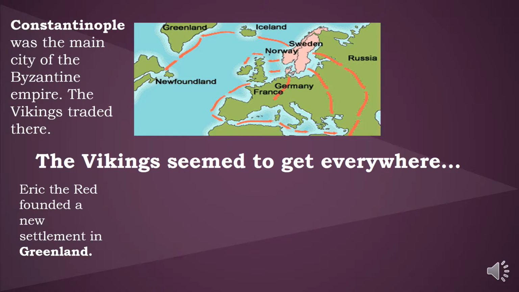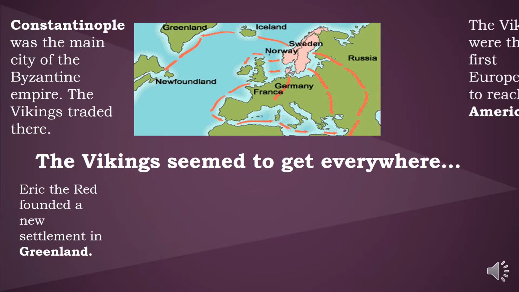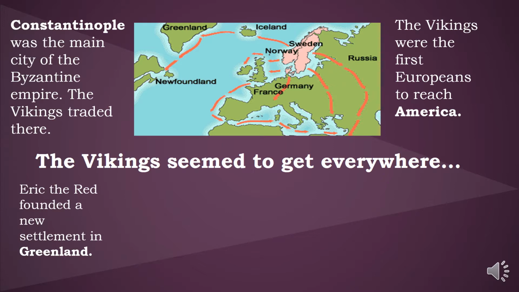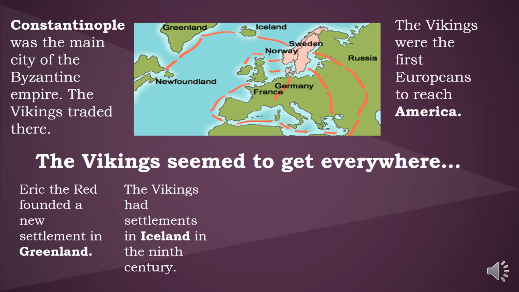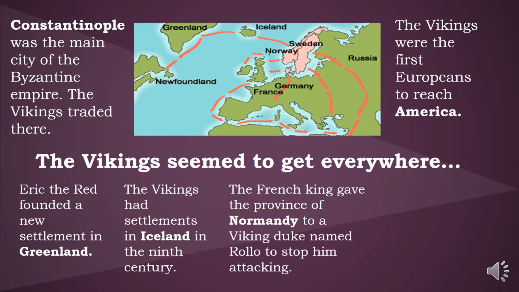Eric the Red was a Viking who is going to create the new settlement in Greenland. So when we talk about why Iceland is named Iceland even though it's green, and why Greenland is named Greenland even though it's icy, those were the Vikings who decided on those terms and why they labeled them the way that they did. The Vikings, we talked about, were the first to reach America. They had settlements in Iceland in the 9th century.